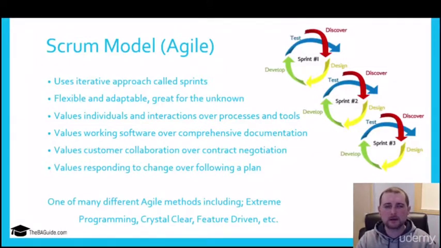So the Scrum model, as I kind of mentioned here, is one of many different Agile methods. The other ones include extreme programming, crystal clear, feature-driven, and there's actually another one that I don't have listed that we're going to be covering today, which is the rapid application deployment.